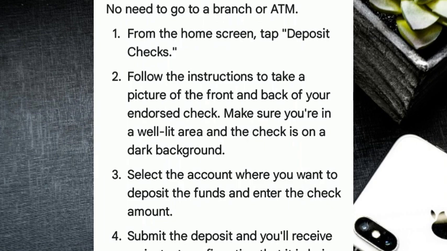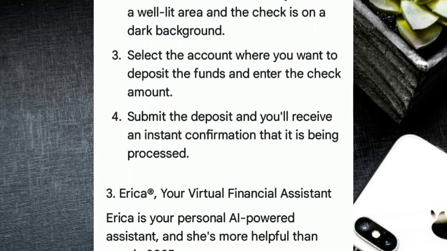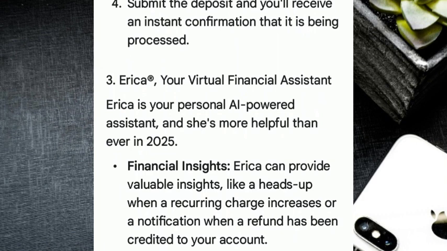1. From the home screen, tap Deposit Checks. 2. Follow the instructions to take a picture of the front and back of your endorsed check. Make sure you're in a well-lit area and the check is on a dark background. 3. Select the account where you want to deposit the funds and enter the check amount. 4. Submit the deposit and you'll receive an instant confirmation that it is being processed.